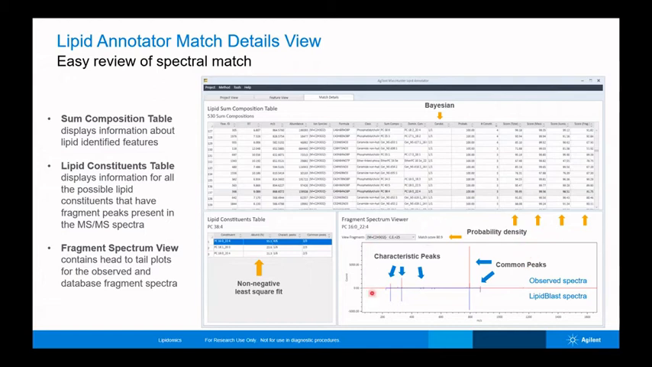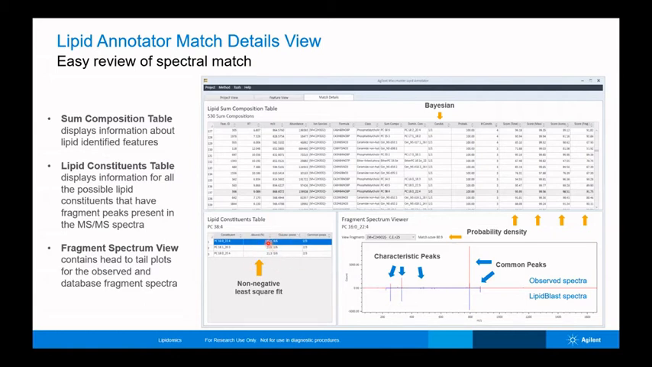On the lower part of the software, you can see the comparison between the observed or experimental spectra and the in silico spectrum. So each of these peaks was found. These count, in this case, as 4 out of, for example, 6 fragments of the phosphatidylcholine that was identified. You've got the different candidates in this table.